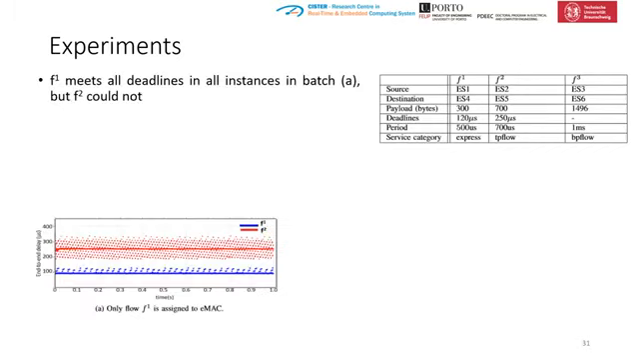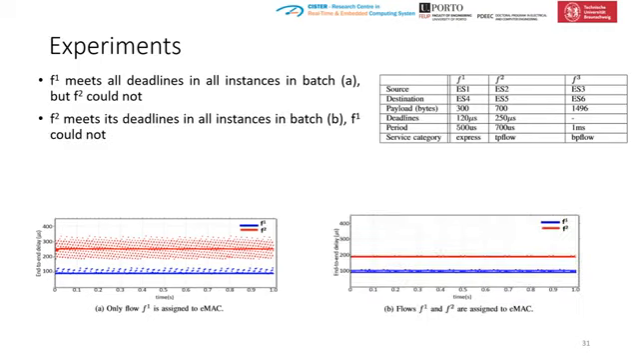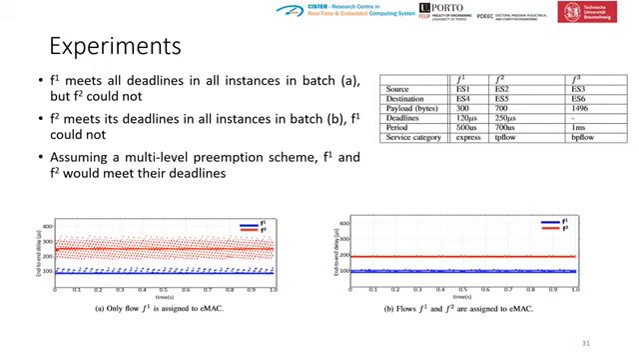In the results, we notice that in the first instance, where F1 enjoys exclusive access to the EMAC service interface, it was able to meet all of its deadlines, but F2 could not meet its deadline because it is in the PMAC interface and it is being interrupted by a best effort flow F3. But in the second batch of experiments, when F2 is moved to the EMAC interface, F2 is now protected from the best effort stream and is able to meet its deadline, but at the cost of F1 now missing its deadline in some of the instances. But by assuming a multi-level preemption scheme, F1 and F2 are able to meet their deadlines conveniently.